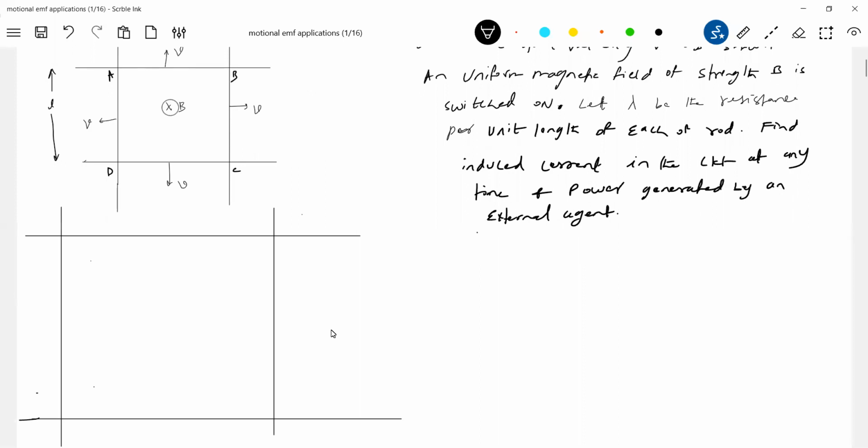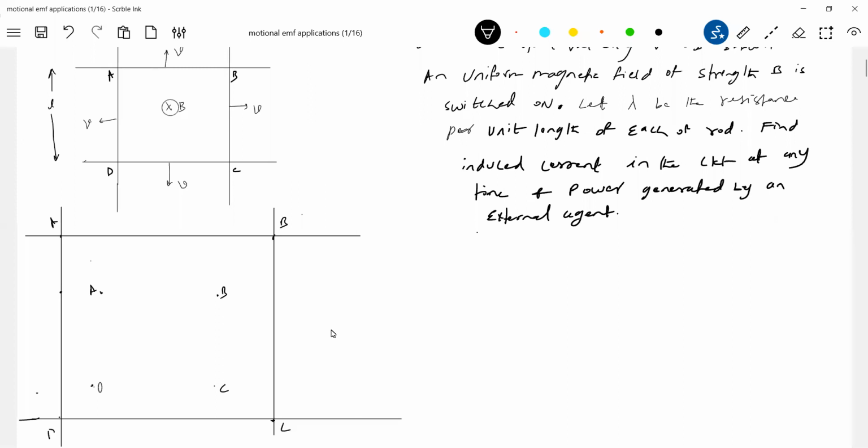So earlier, the points AB were here. Where was A? A was here, and B was somewhere here. Sorry, A was here, B was here, C was here, and D is here. So now what happened? A got shifted. Now A is here, B is here.